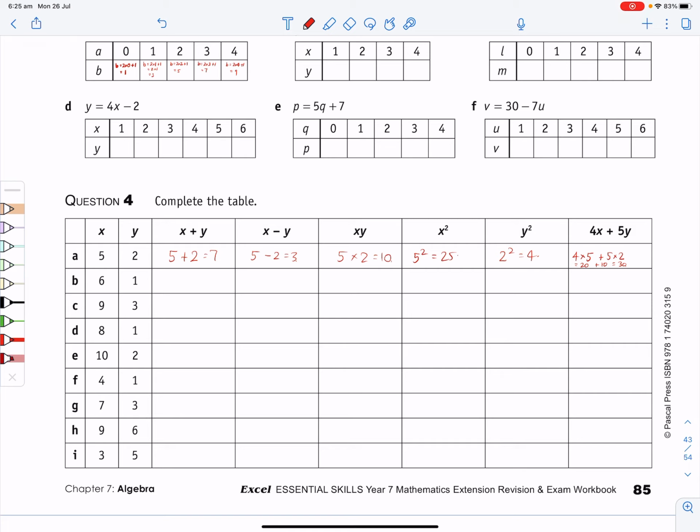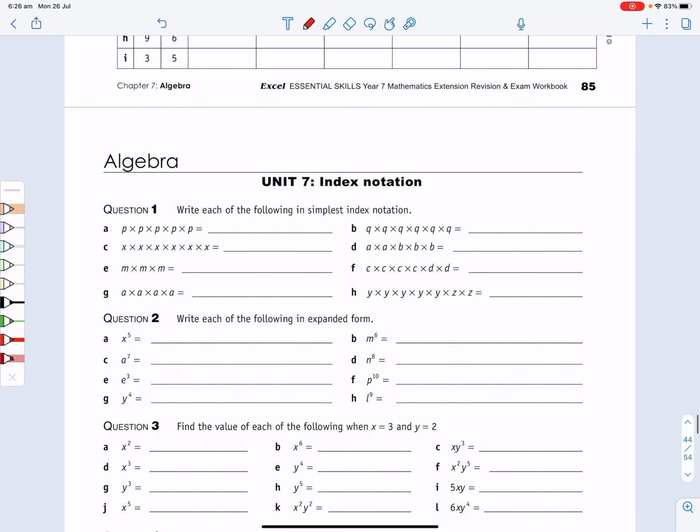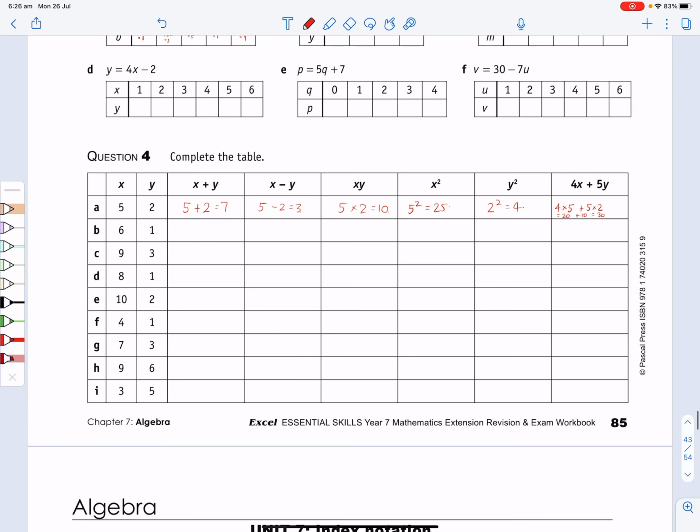Okay, so that concludes the substitution, which is really just taking the values of each pronumeral and subbing them in to whatever you've been asked. Very shortly, we are going to be moving on to the index notation. I trust that you have found that helpful and hope that you will be able to complete those questions with great confidence.